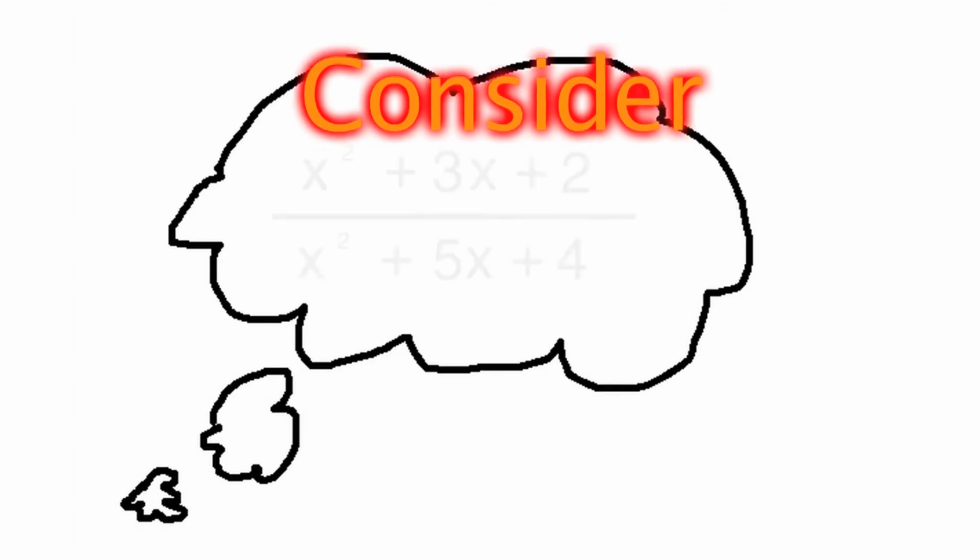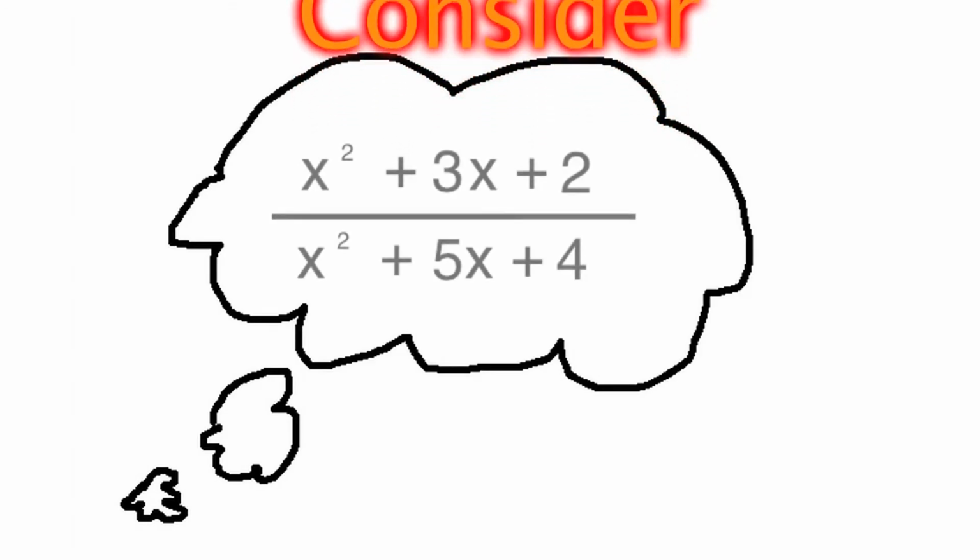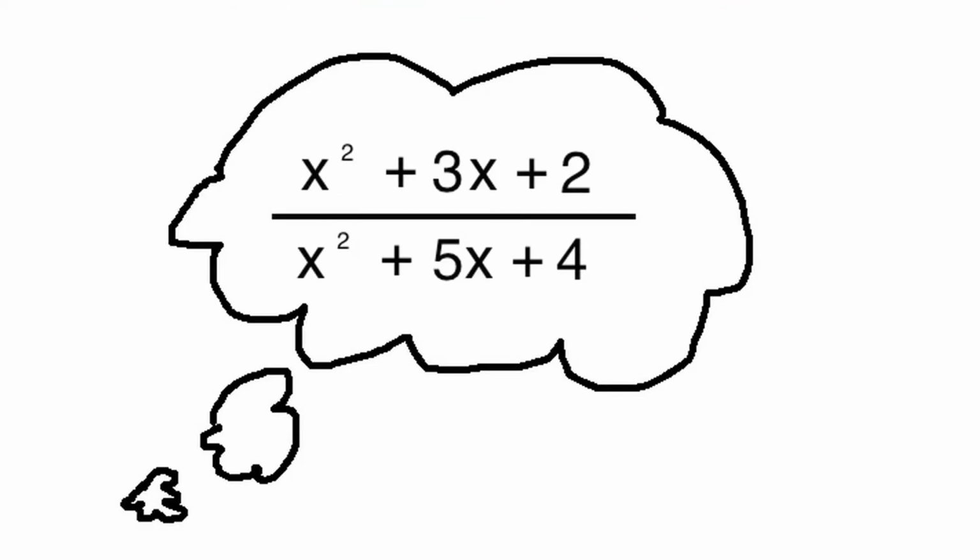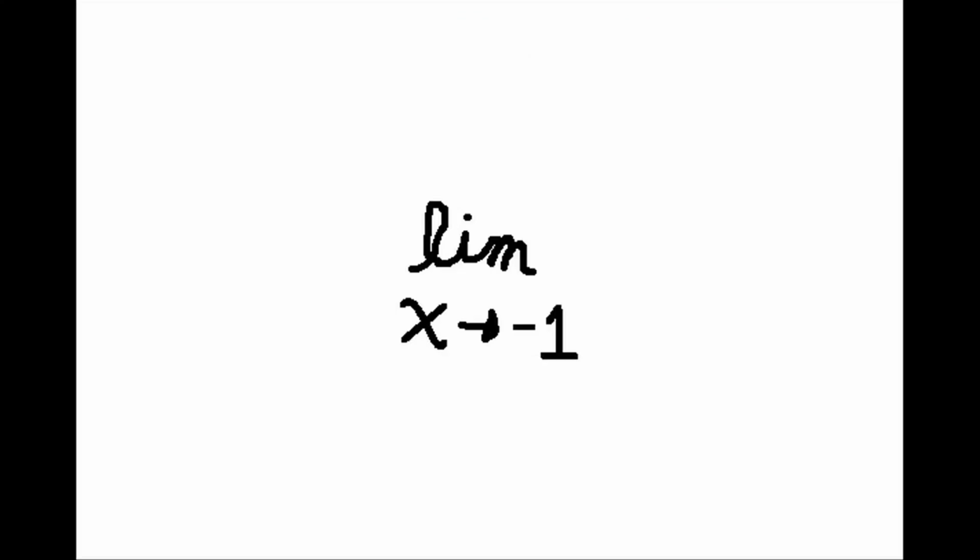Consider the function x squared plus 3x plus 2 divided by x squared plus 5x plus 4. Consider its limit as x approaches negative 1. Once again, it is the indeterminate 0 over 0. To solve for its limit, we may use the first method of solving for an indeterminate, which is the method of cancelling factors of 0.